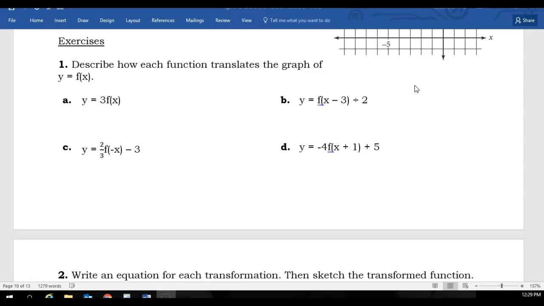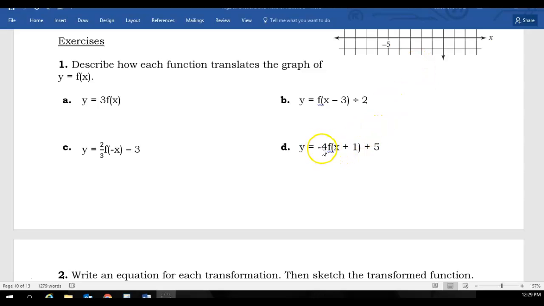1D, describe how each function transforms the graph. So there's four different things happening, actually. Problem A just has one thing, problem B has two things, problem C has three things. So I pick problem D because it's got four things happening. And the goal is just to explain what is happening with each of those things.